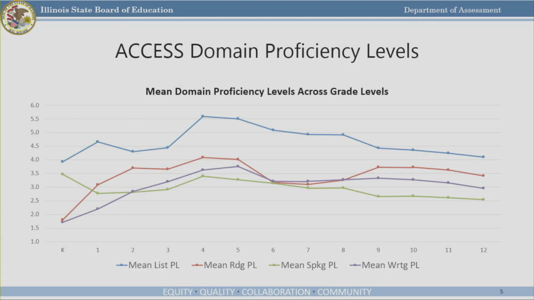So next, I have a slide here you might find interesting. It's a comparison of the domain proficiency levels. Those lines represent the mean domain proficiency level across the 12 grade levels, and you can see the scale on the left there. I hope you can read that. It goes from 1.0 to 6.0, and we're all familiar with what that means on the WIDA suite of assessments. And not surprisingly, that line at the top is the mean listening proficiency level across the grades. So no surprise to see it there.